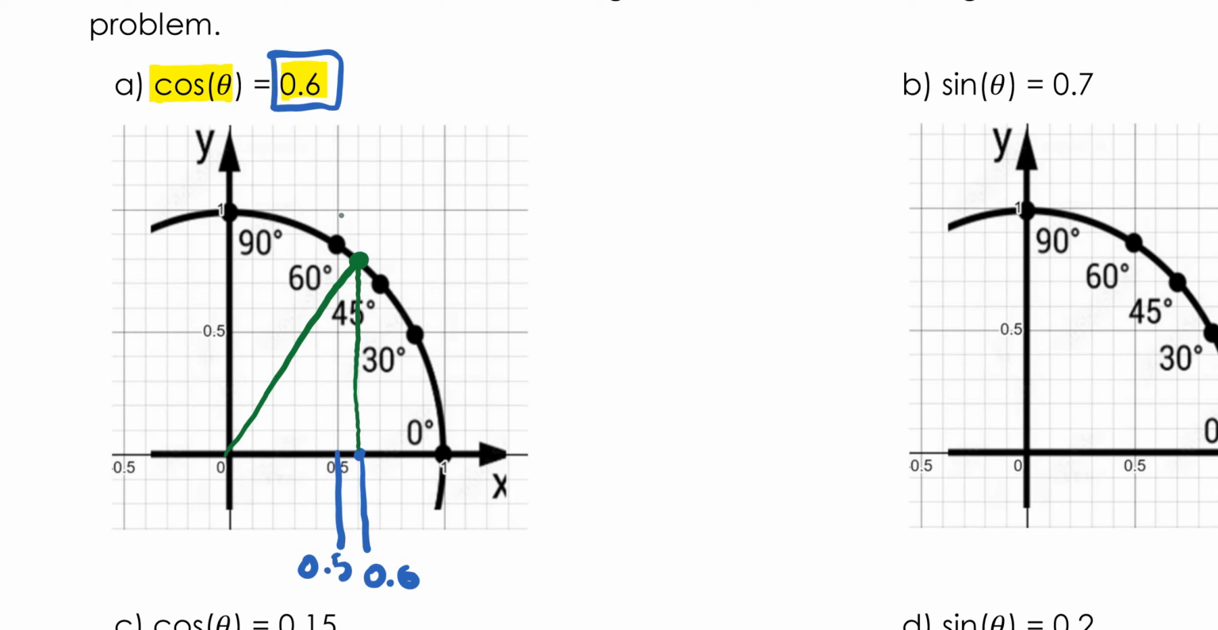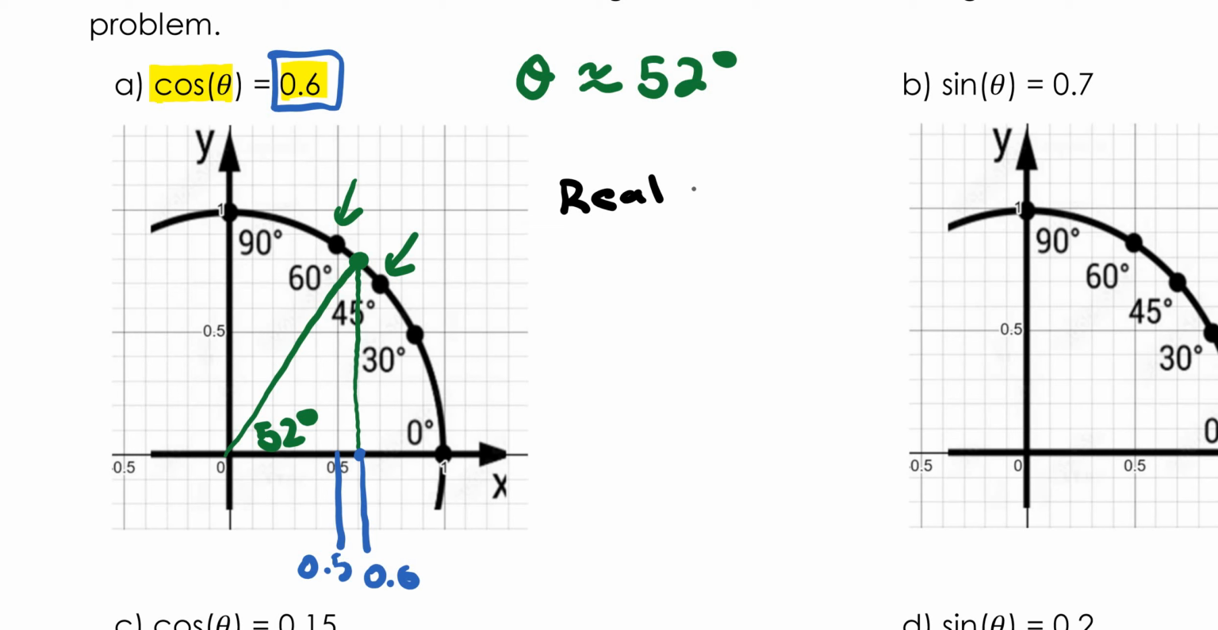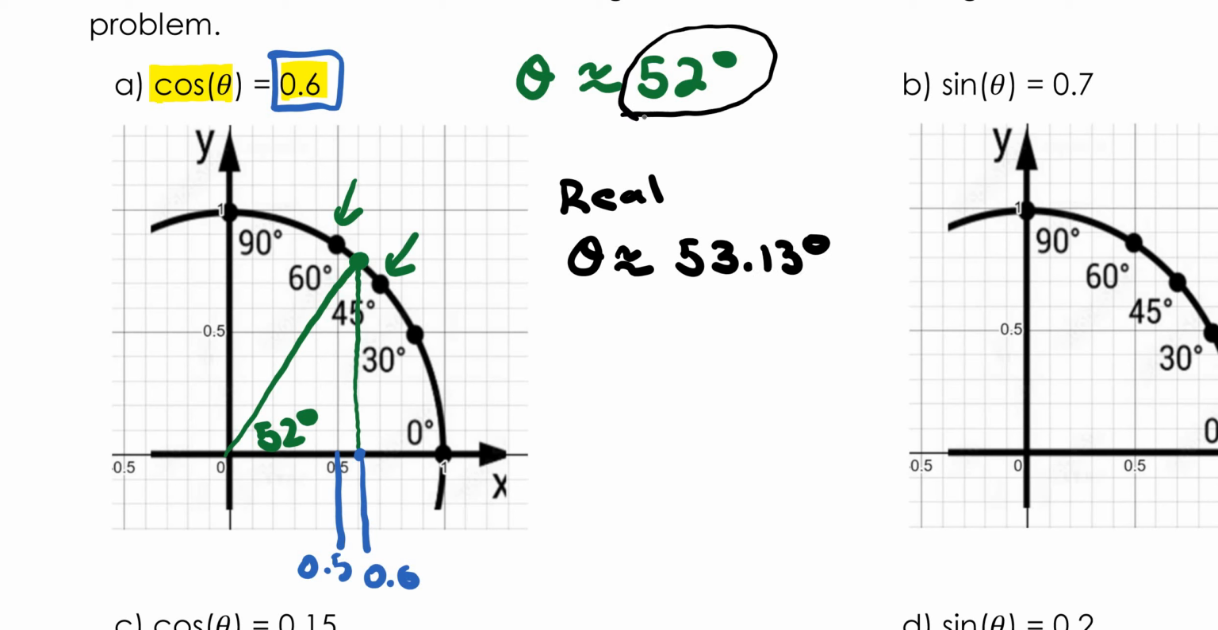So the angle has got to be between 60 and 45 here. So it's somewhere in the middle. Maybe, I think it's maybe 52 degrees. I don't know. So we'll say that theta is roughly 52 degrees. Okay, so that's my estimate. If I went to a calculator, the real answer on a calculator is about 53.13 degrees, but here's my estimate, which is very close to the real answer.